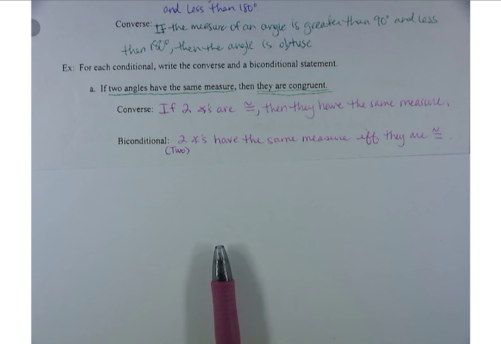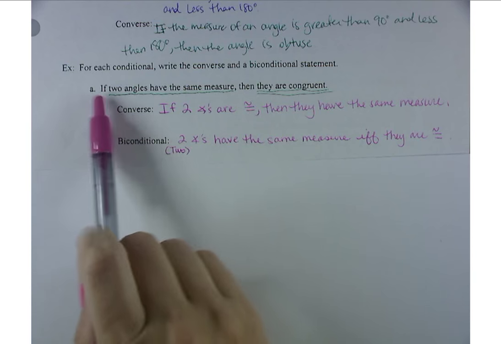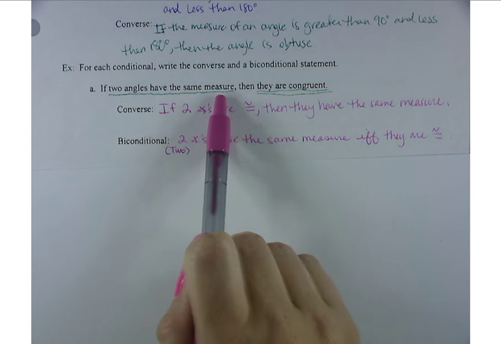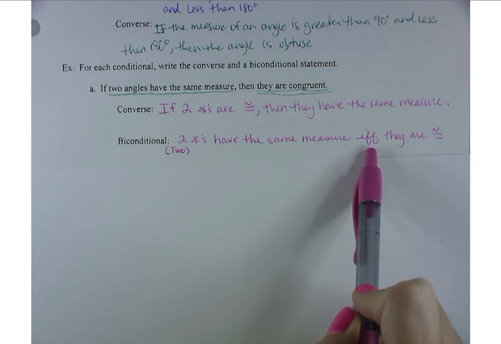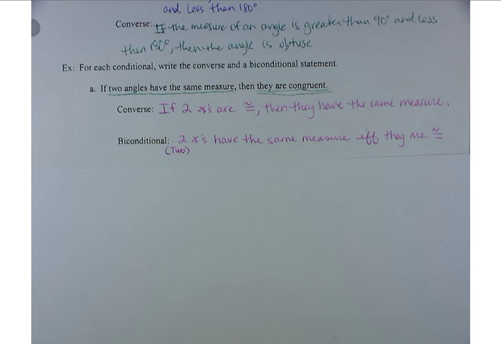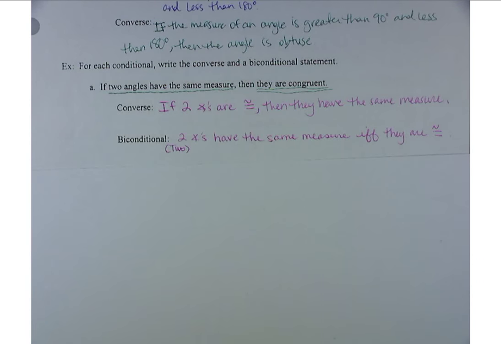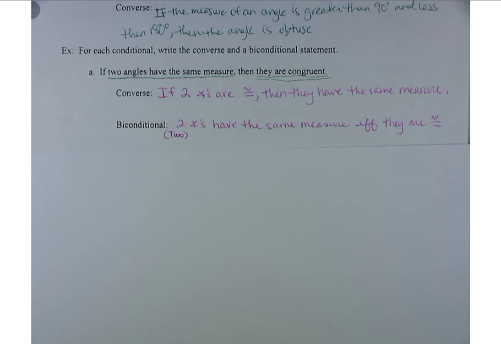Okay, so for the biconditional, you can take the hypothesis, and then instead of the then, you can think of it as replacing it with if and only if, and then you would end with the conclusion. So you basically just take out the if and the then, and in between them is where you're going to put the if and only if. Okay, let's try part B.